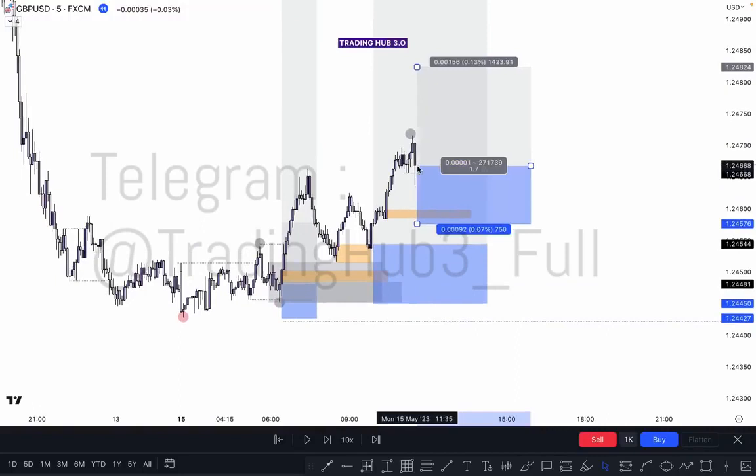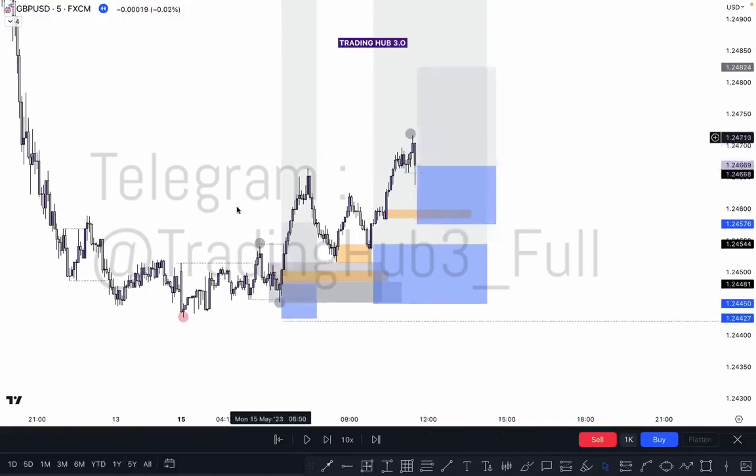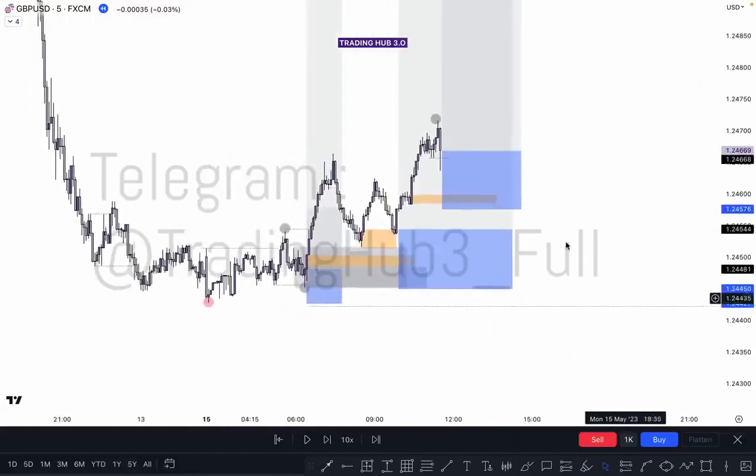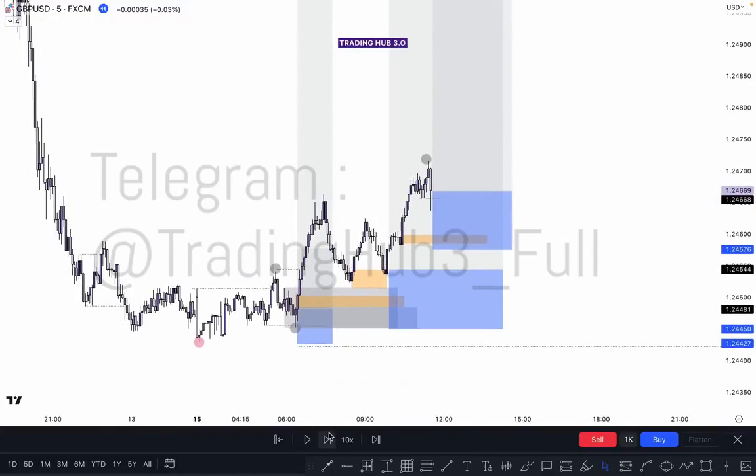So in both scenarios, these entries are valid here because the structure is a bullish internal structure and the targets are similar here at this point, right? Now let's see what happened next here after this one.